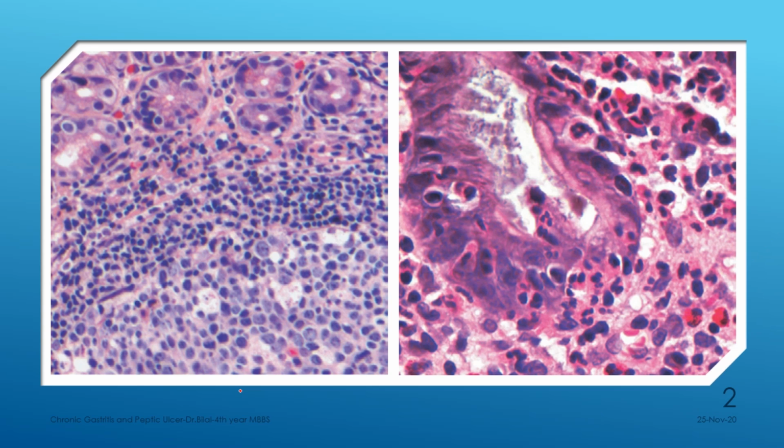Now, chronic gastritis can be autoimmune, it can be H. pylori induced. H. pylori related chronic gastritis is more common. When we talk about H. pylori related gastritis, this is how it looks on microscopy. One important feature is that yes, H. pylori organisms can be identified, and where they can be identified.